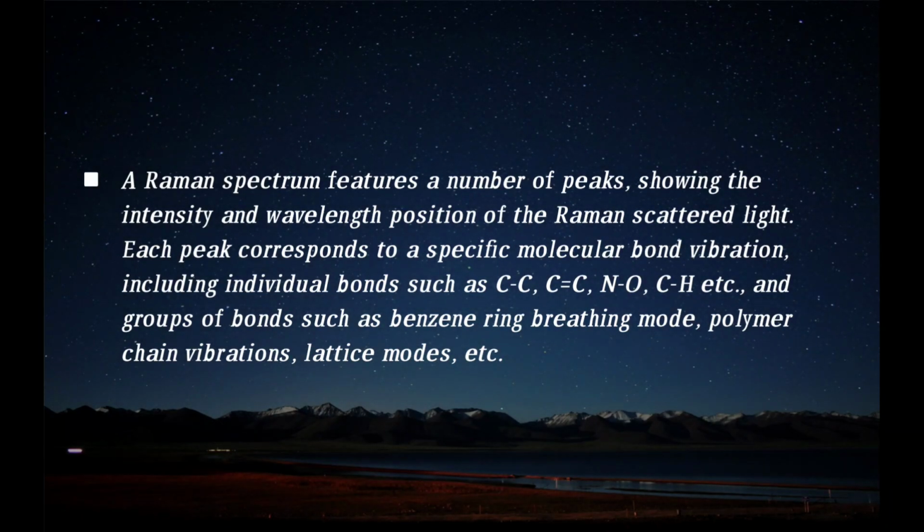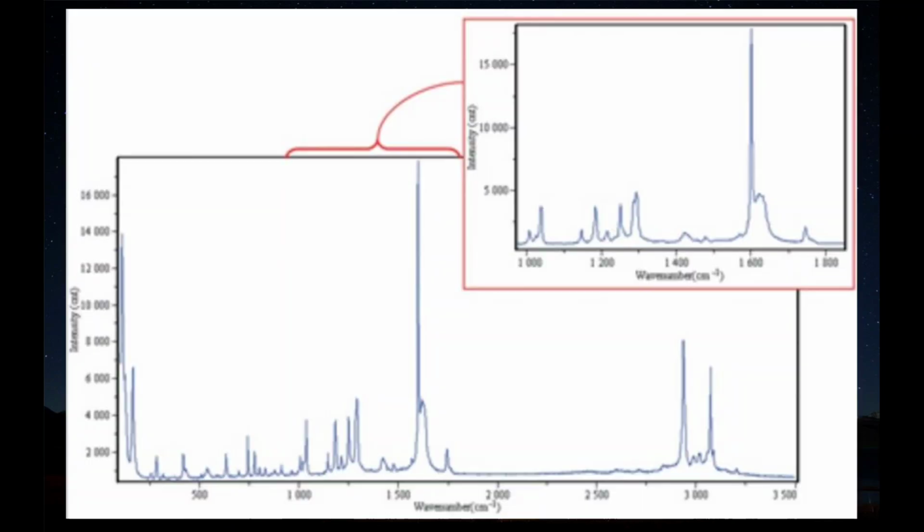A Raman spectrum features a number of peaks showing the intensity and wavelength position of Raman scattered light. Each peak corresponds to a specific molecular bond vibration, including individual bonds such as carbon to carbon, carbon double bond carbon, nitrogen to oxygen, carbon to hydrogen, etc., and groups of bonds such as benzene ring breathing mode, polymer chain vibration, lattice modes, etc.